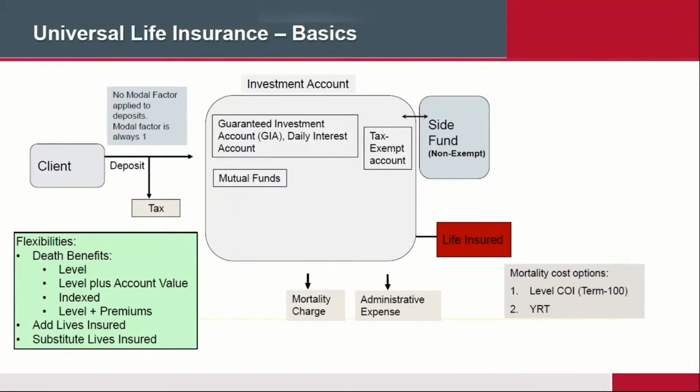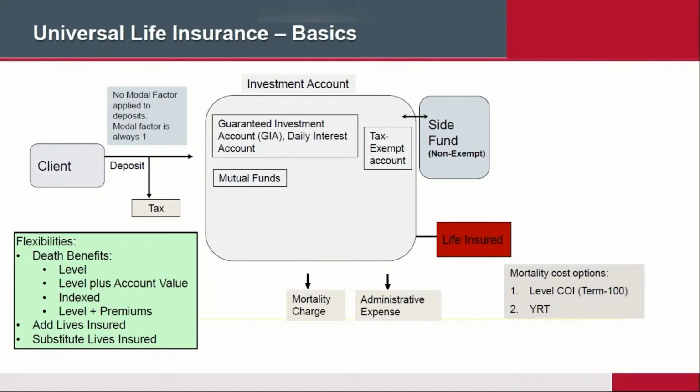So let's look at universal life. As I said, it is extremely popular. And as I said before, with the client-based deposits, the money, there's no modal factor, so basically just divide by 12. There is the premium tax, of course, 2% or 4%, depending on where you are. The money goes into the investment account: GICs, daily interest, mutual funds. It is exempt. The side fund, of course, is non-exempt. And from there, we will deduct the mortality charge, administrative charges, and everything, okay?